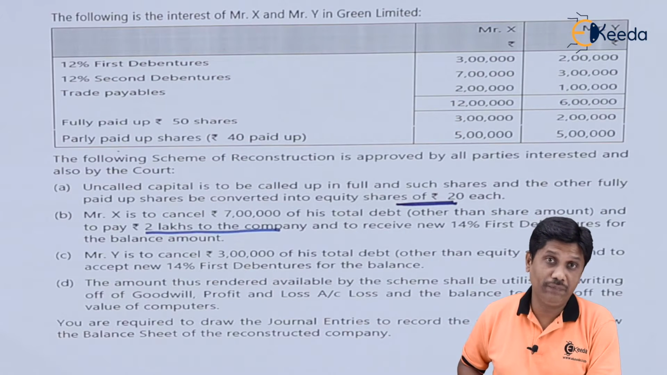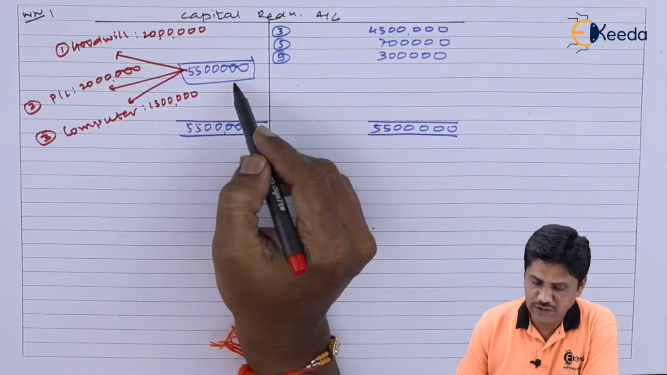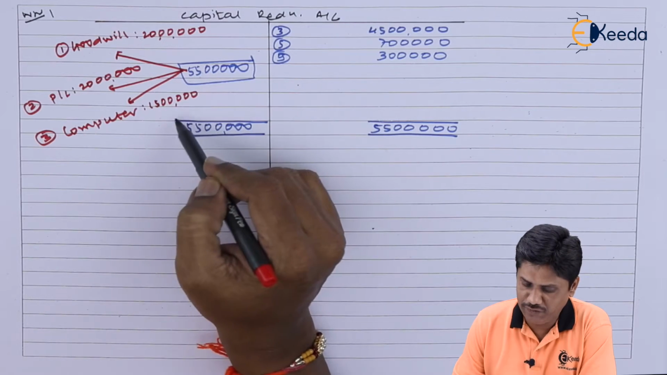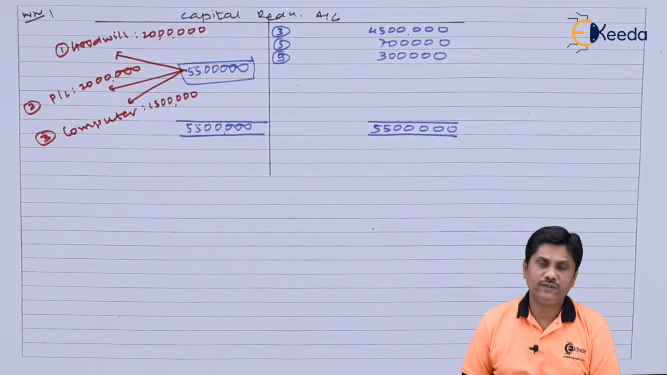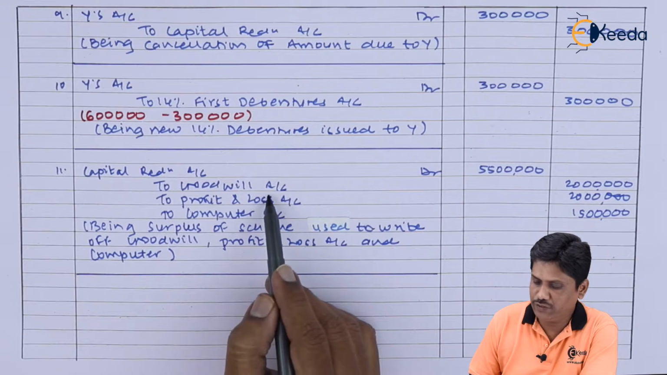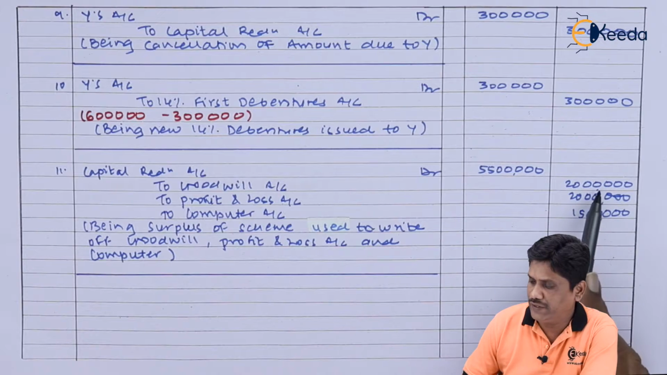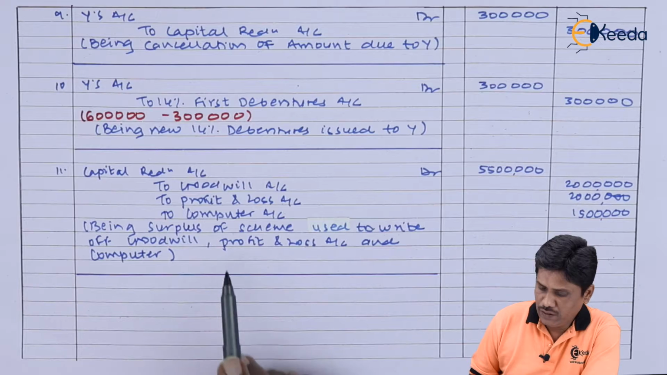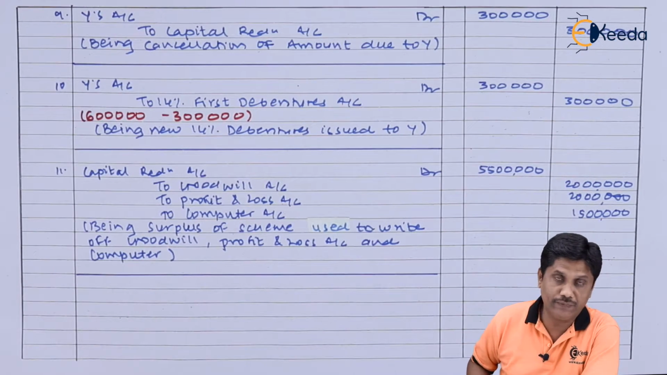What is the amount of goodwill and P&L account first? Friends, you can notice 55 lakhs will be firstly used to write off the goodwill of 20 lakhs, then the P&L account of 20 lakhs, and the remaining amount of 15 lakhs will be used to write down your computers as per the question. Let us pass that last entry. Capital reduction account debit to goodwill account, to P&L account, and to computer. As per our working note, we have decided to write off 20 lakh, 20 lakh, and 15 lakhs from the respective assets. Being surplus of the scheme used to write off goodwill, profit and loss account, and the computer.